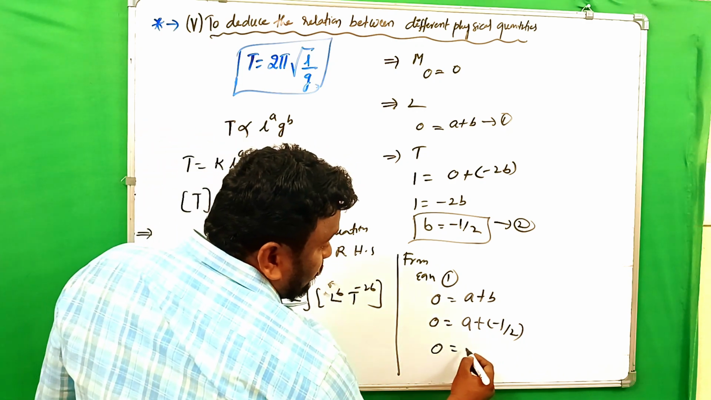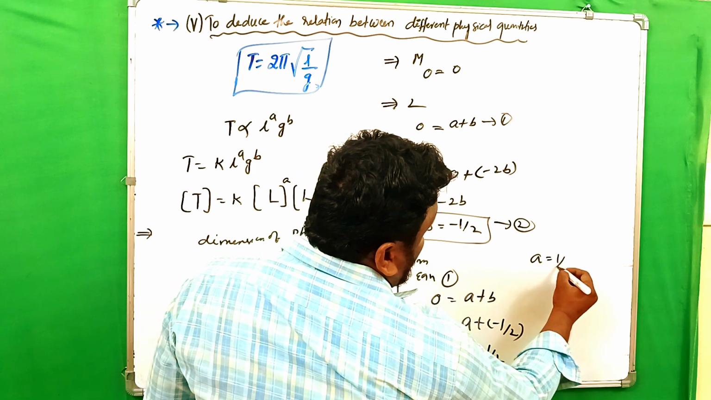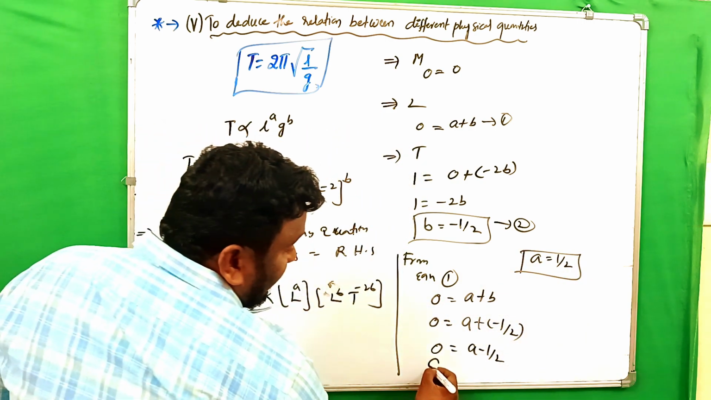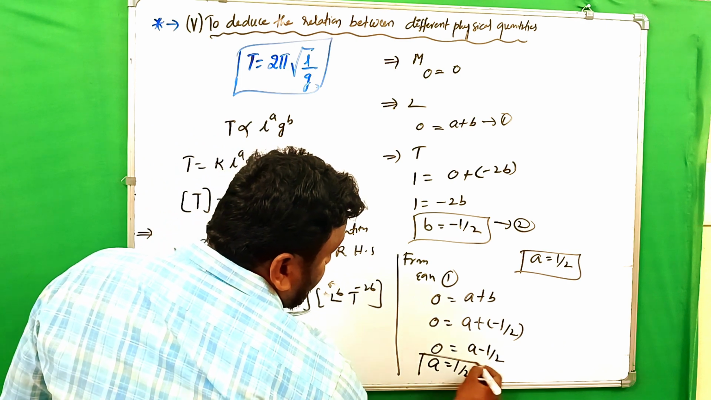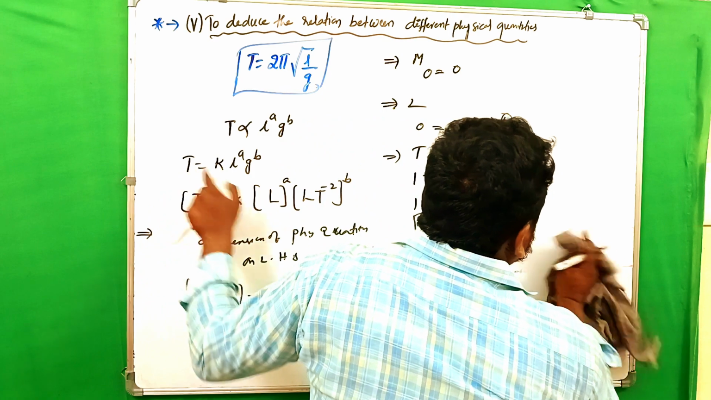When a minus half equals 0... that means a is equal to 1 by 2. A value is what? 1 by 2. A is equal to 1 by 2. Now substitute these values in this one. What is it?